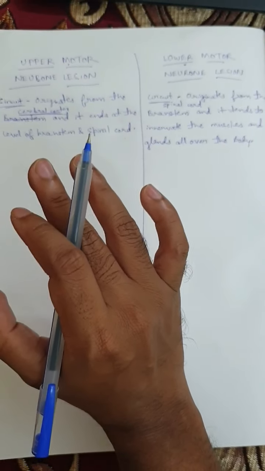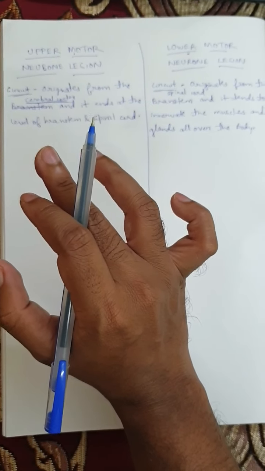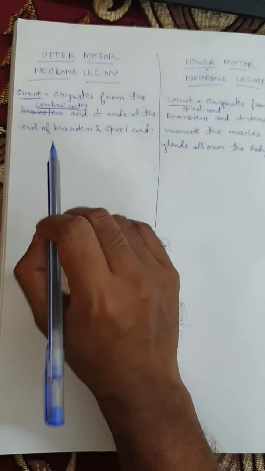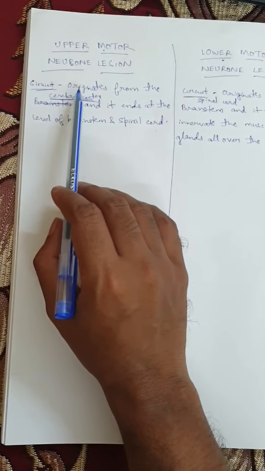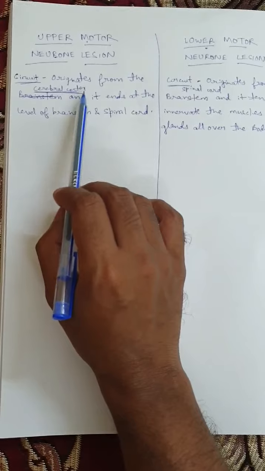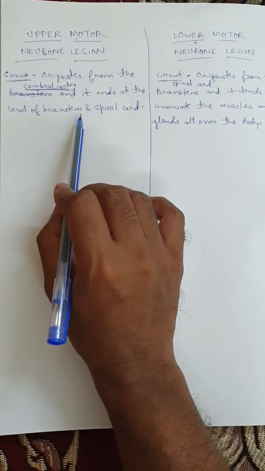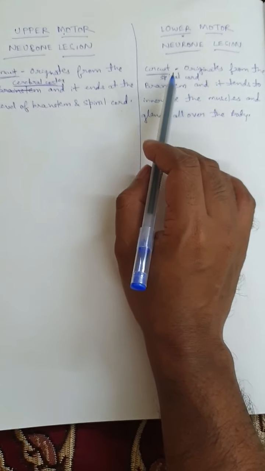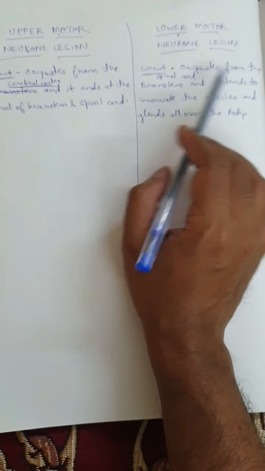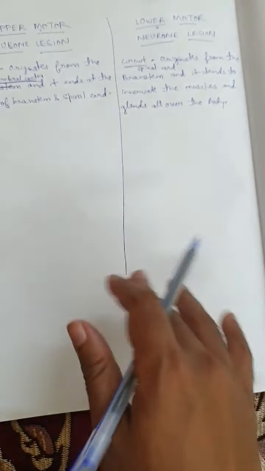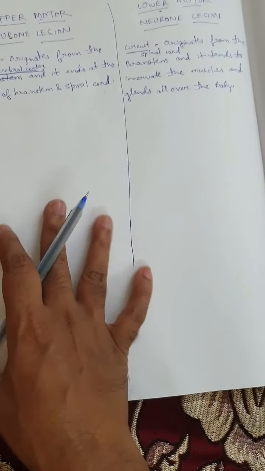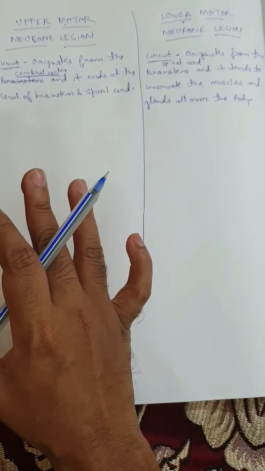Okay, what's the pathway of the upper motor neuron lesion and what's the pathway of the lower motor neuron lesion. Now, revising the basic concept, that is the circuit. It originates from the cerebral cortex and it ends at the level of spinal cord and the brainstem. And in case of lower motor neuron lesion, it originates from the spinal cord and it tends to innervate the muscles and glands all over the body. Now, any kind of lesion across this upper motor or the lower motor pathway gives rise to various signs and symptoms.